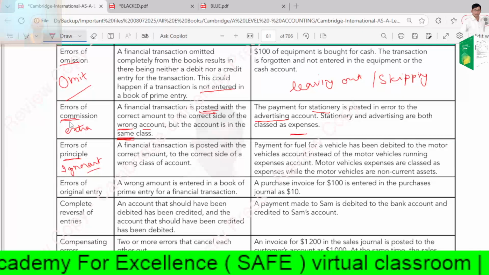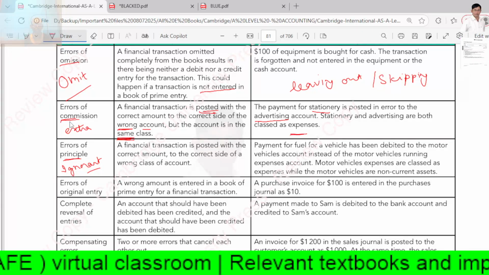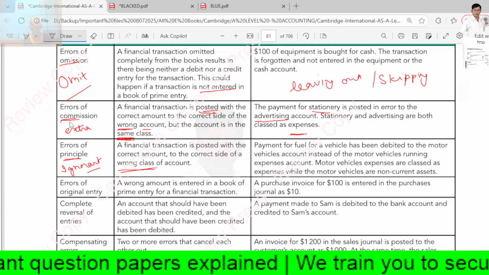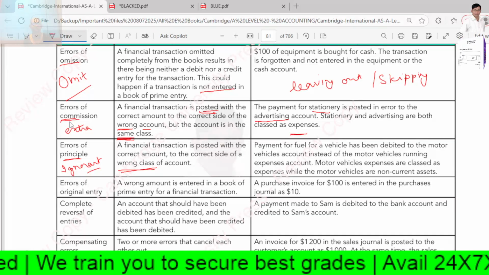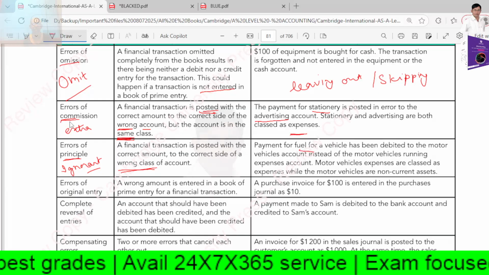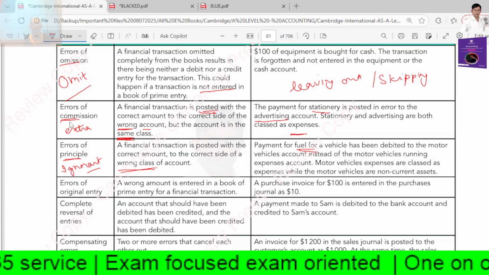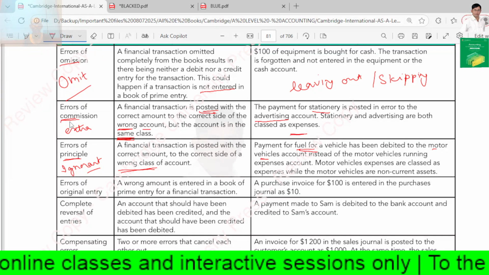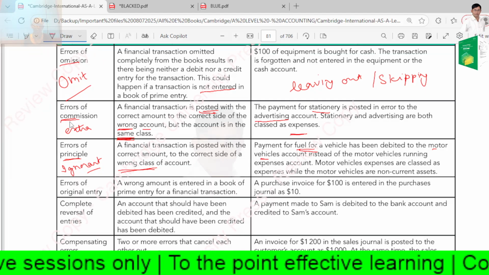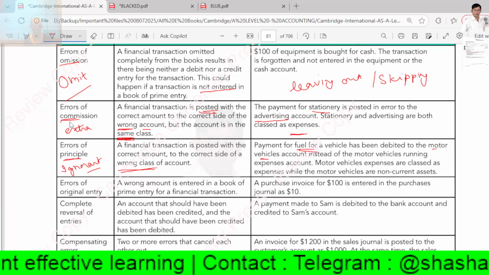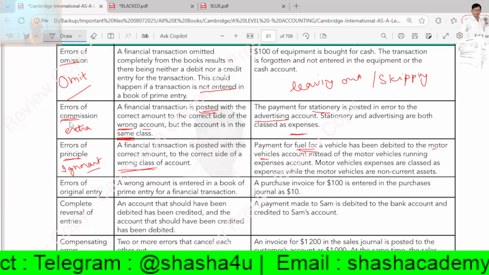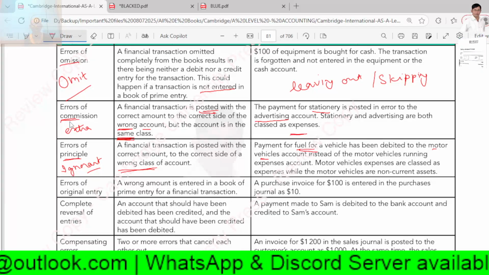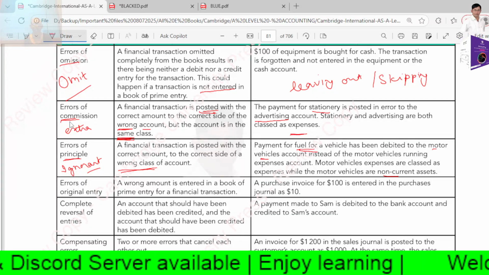For example, a financial transaction is posted with the correct amount to the correct side of a wrong class. It is the wrong class. For example, payment for fuel for a vehicle has been debited to the motor vehicles account. Fuel for the vehicle is a nominal account, but it is debited to the motor vehicles account, which is an asset account. So basically, revenue expenditure has been treated as capital expenditure, or capital expenditure might have been treated as revenue expenditure. Motor vehicle expenses are classed as expenses, while the motor vehicles are non-current assets. So it is the wrong class, ignorant.